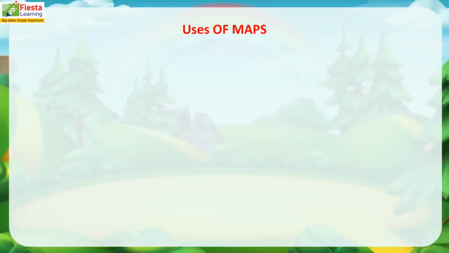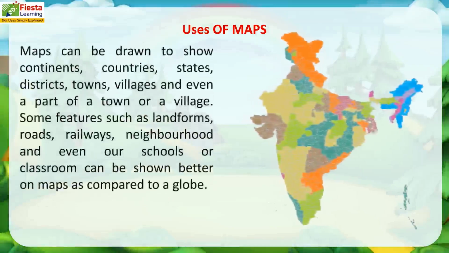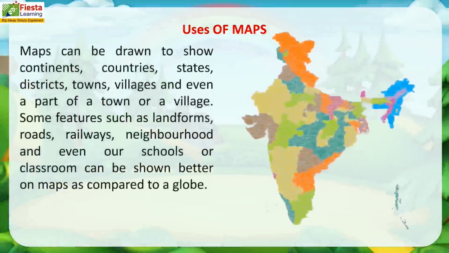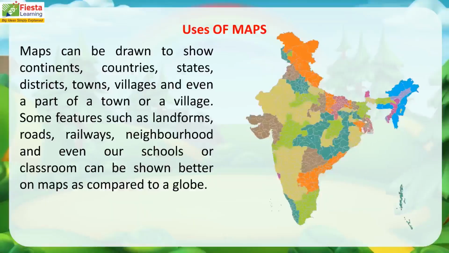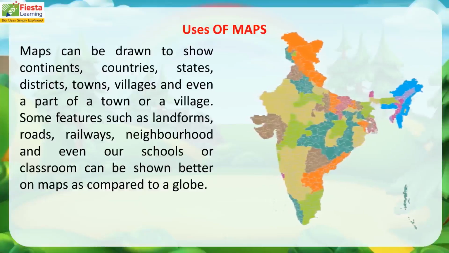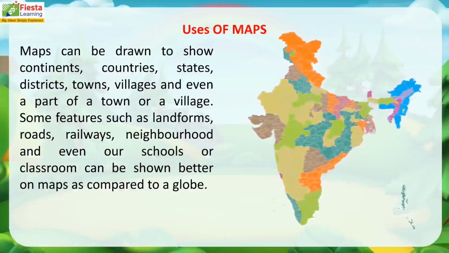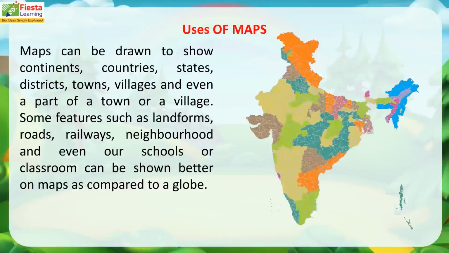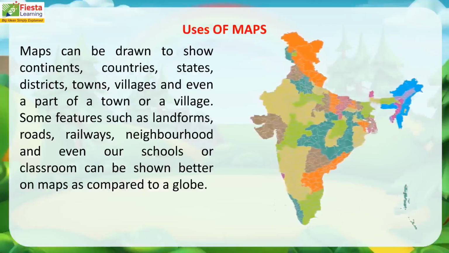Uses of maps. Maps can be drawn to show continents, countries, states, districts, towns, villages, and even a part of a town or a village. Some features such as landforms, roads, railways, neighborhoods, and even our schools or classroom can be shown better on maps as compared to a globe.